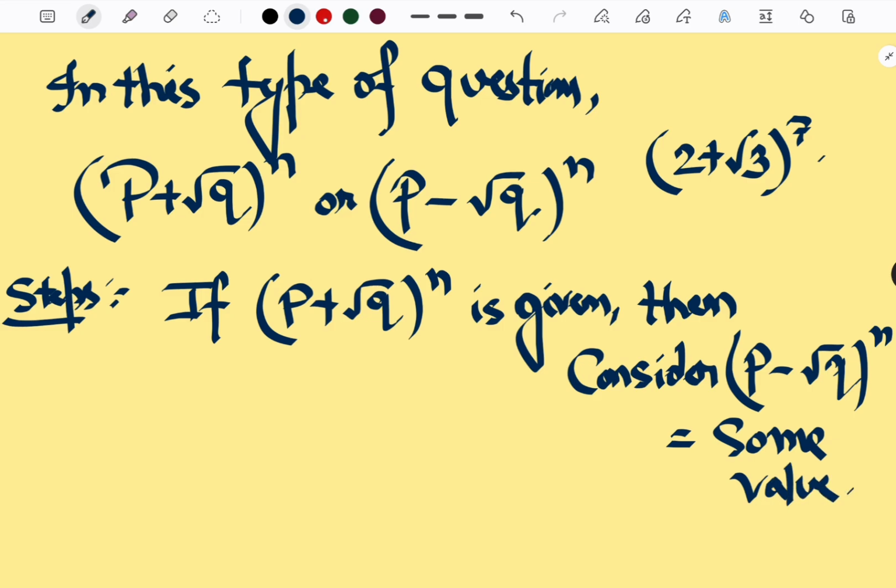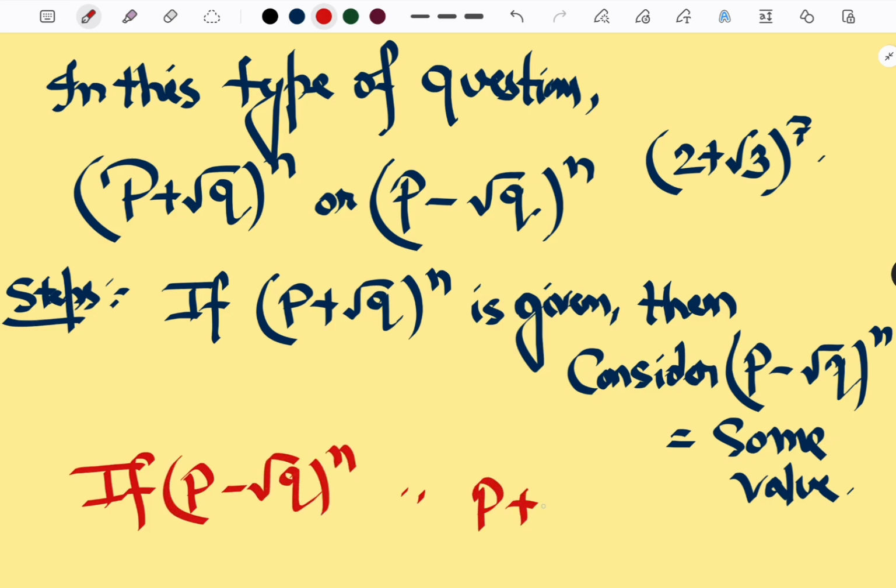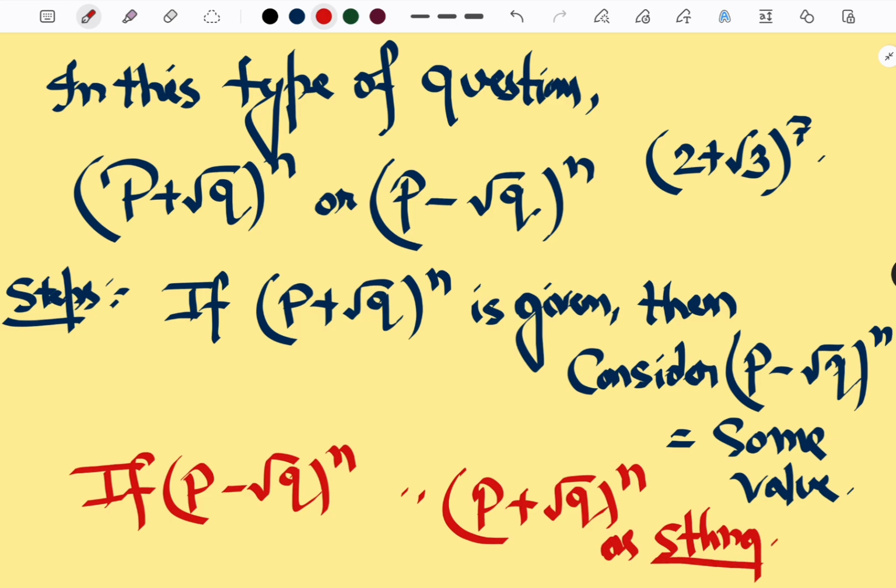Similarly, if (p − √q)^n is given, what will you consider? (p + √q)^n as something. I'm writing the short form, of course you will understand this.